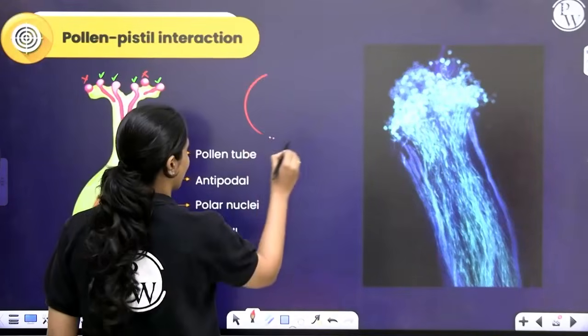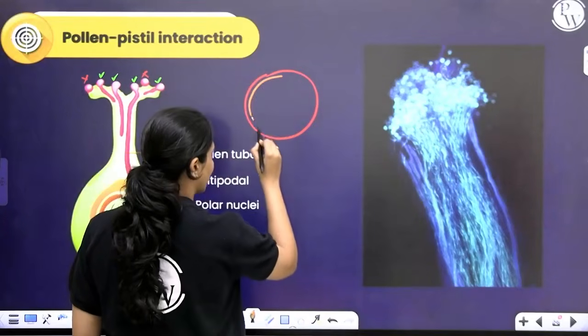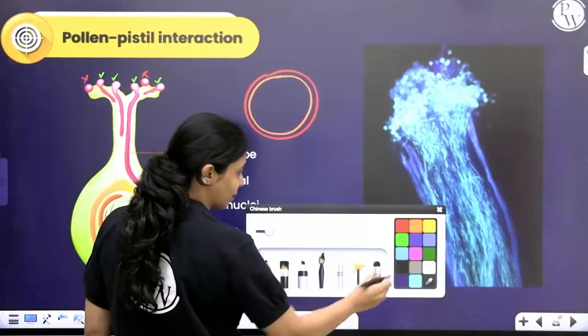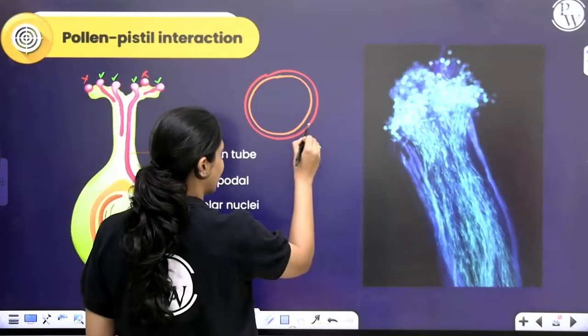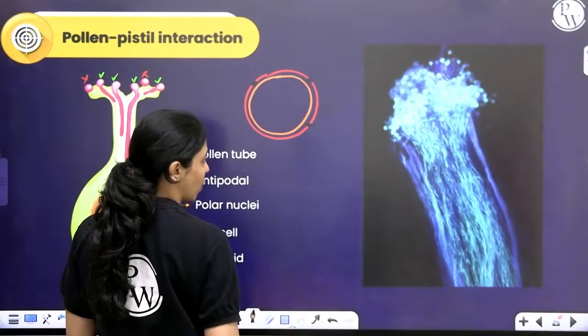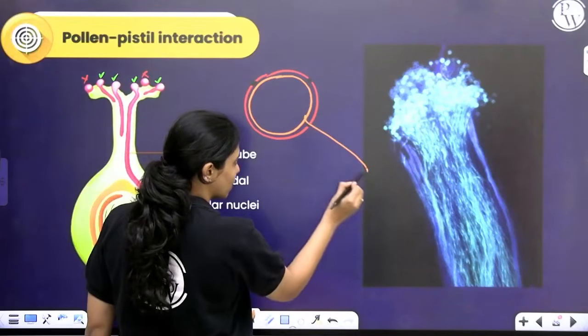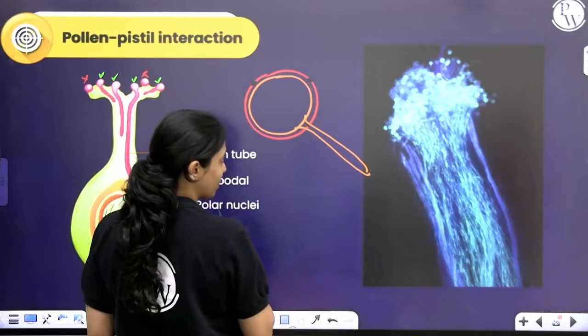When this pollen tube is forming, I'll tell you what happens. If this is the exine of the pollen grain and this is the intine of the pollen grain, there will be some regions in the exine where sporopollenin will be absent. That is called germ pores. Through the germ pore, the pollen tube will form.